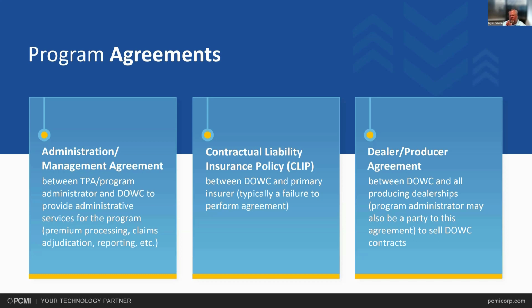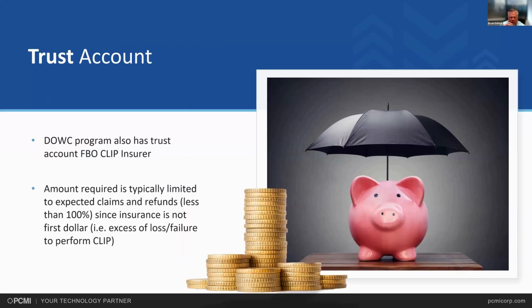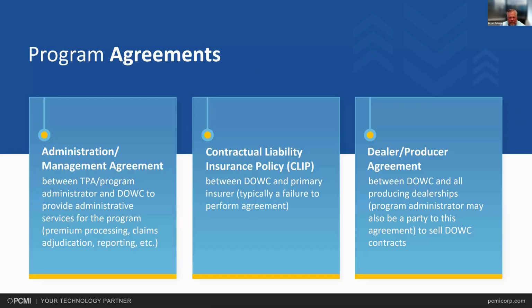So the next thing is a lot of people will notice, well, what type of agreements do I have to have in order to make this happen? And traditionally, there's three different kinds of basic agreements. First, you'll see an administrative or management agreement. That's just an agreement between the TPA, or third party administrator, and the DOWC to provide that obligation to do the claims adjudication, processing the premium, claims, and any of the reporting pieces.